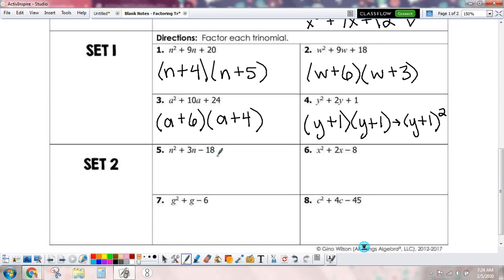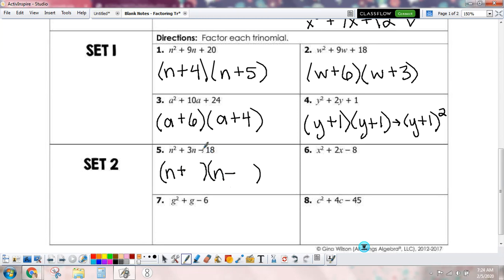So we're looking for what numbers multiply together to get a negative 18, but add together to get a positive 3. So remember, if we're multiplying here to get a negative, one of our numbers is going to be negative, and one of them is going to be positive. So I'm going to go ahead and start by just putting my parentheses, doing my n and my n, because it's only one n term here. Okay, and one's going to be positive, and one's going to be negative.